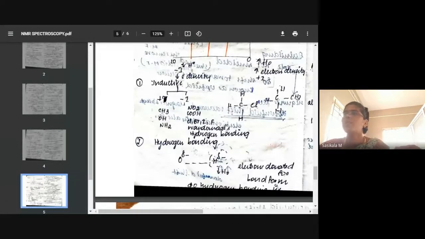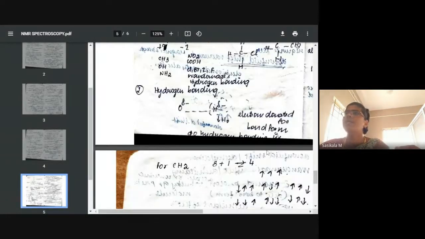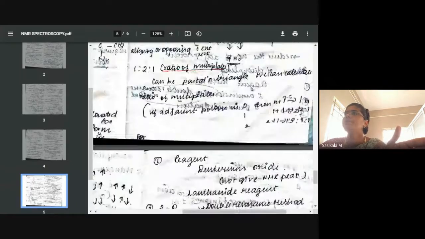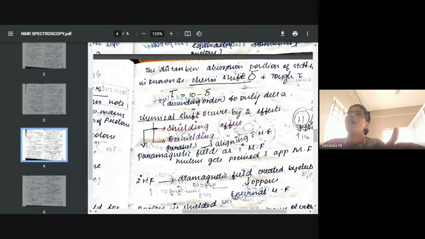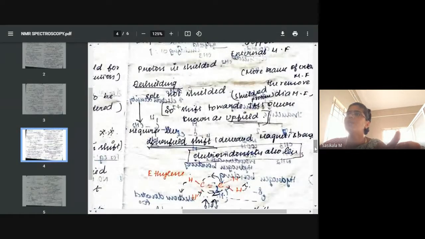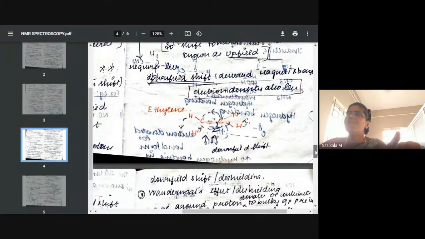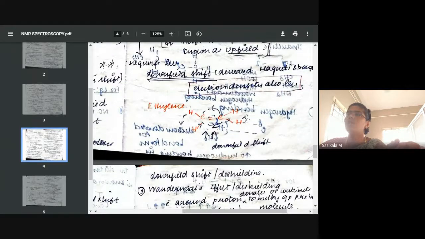And next is hydrogen bonding. I already said that hydrogen bonding, when it is present, causes de-shielding only. Let's see with the next page, hydrogen bonding. Hydrogen bonding actually always causes de-shielding only. What are the types of hydrogen bonding? It causes downfield shift only, whether intermolecular or intramolecular hydrogen bonding, and these are factors we have already seen under IR also.